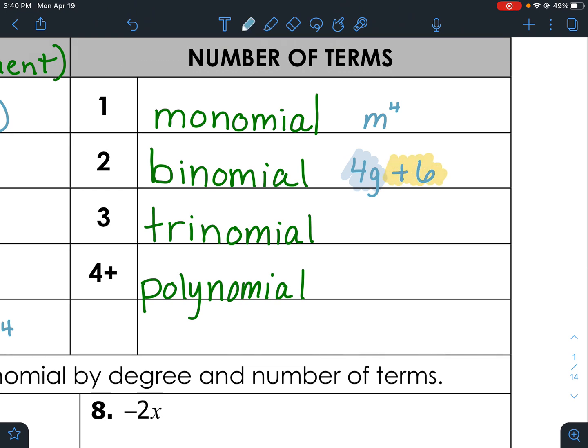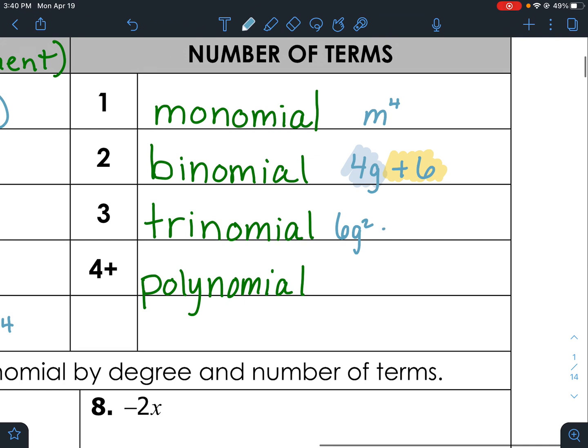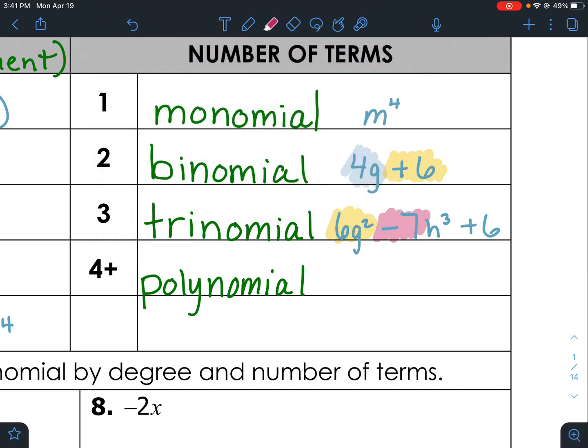A trinomial has three chunks. So I could do like 6g squared minus 7h to the third plus 6. So here's one chunk, again separated by a plus or minus. Here's my second chunk and my last chunk. Very nice.